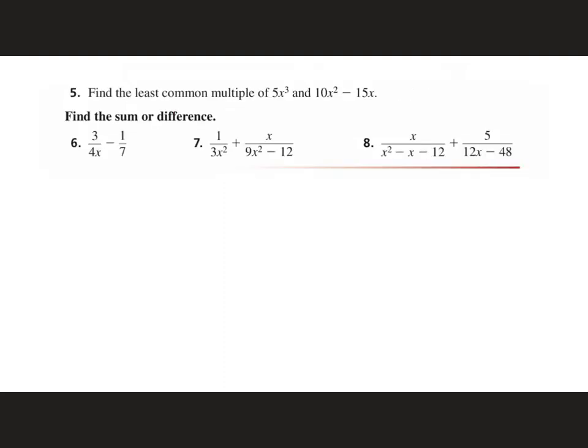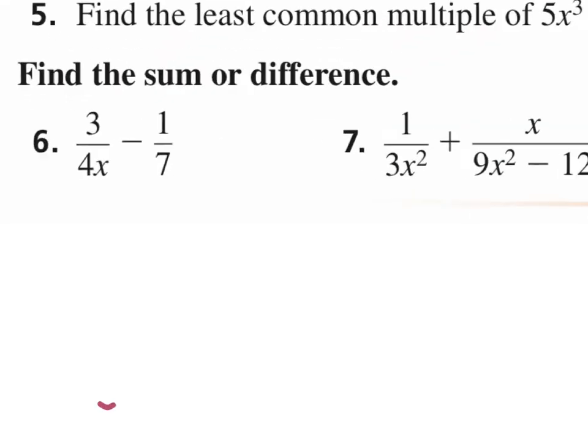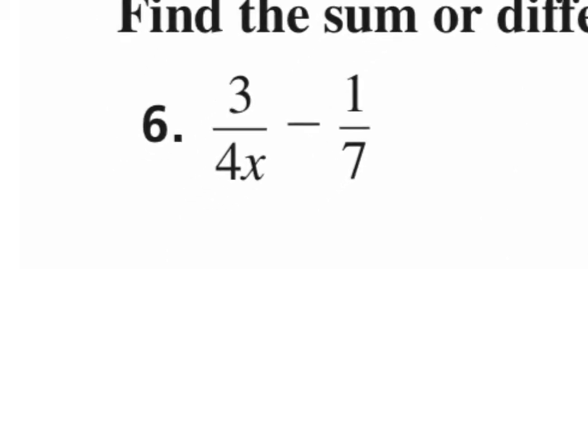So number 6. We want to find our common denominator between the two. So we're just going to multiply 4x times 7, and that's going to be our denominator. So what's 4x times 7? 28x.